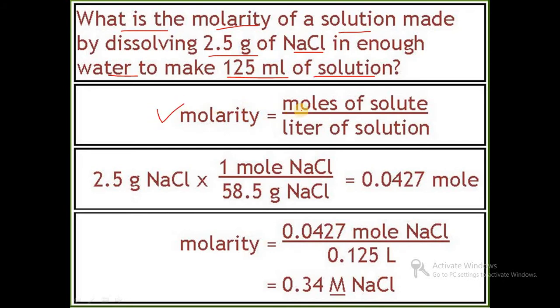We know that molarity is nothing but moles of solute divided by liter of solution. Then number of moles for NaCl is 2.5 gram divided by 58.5 gram molecular weight. So number of moles is 0.0427 moles. Then molarity is equal to moles of solute 0.0427 divided by liter of solution. So here 0.125 liter. Then overall molarity is 0.34 molar NaCl solution. So this is the way to calculate molarity of any solution.